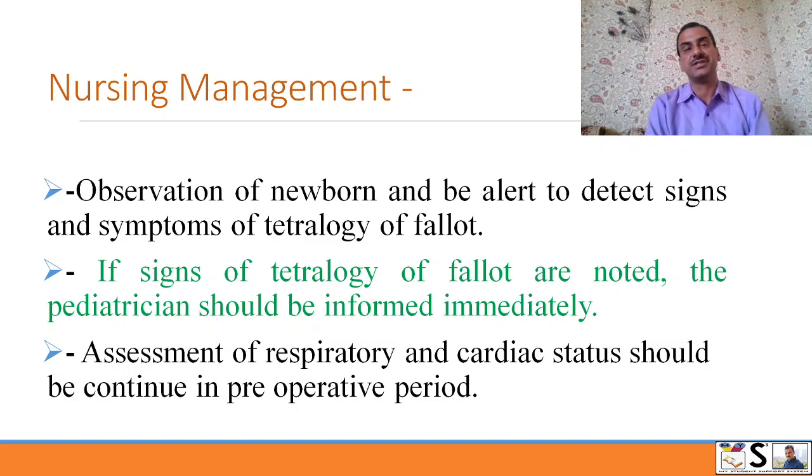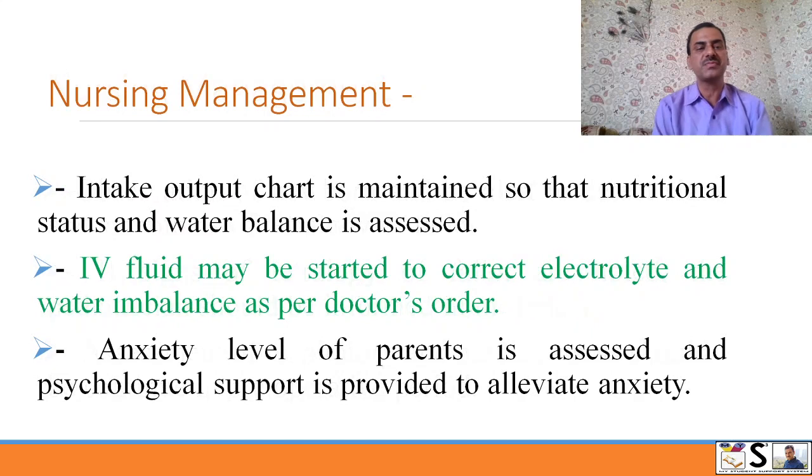Now nursing management. Again, observation of the newborn and be alert to detect the signs and symptoms of tetralogy of Fallot. If signs of tetralogy of Fallot are noted, then the pediatrician should be informed. Assessment of respiratory and cardiac status should be continued in the pre-operative period. Intake output chart is maintained so that nutritional status and water balance is assessed. IV fluids may be started to correct electrolyte and water imbalance as per doctor's order.